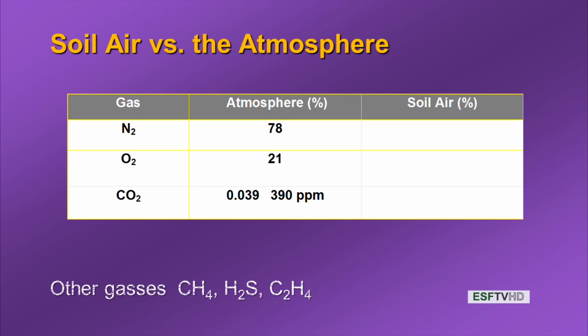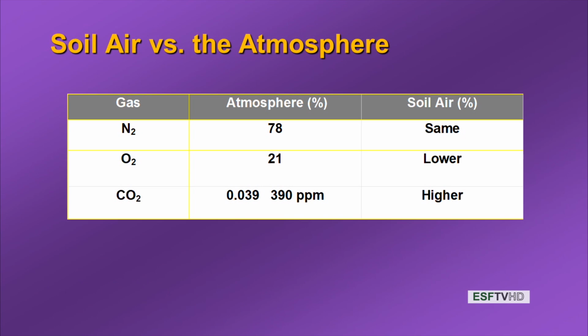Okay. Well, what are the other gases? There are many microgases, but they're in small concentrations, things like methane and hydrogen sulfide and so forth. While they're important from a greenhouse gas point of view, in terms of soil aeration, we focus mostly now on O2 and CO2. So let's compare the air in the atmosphere to the air in the soil.